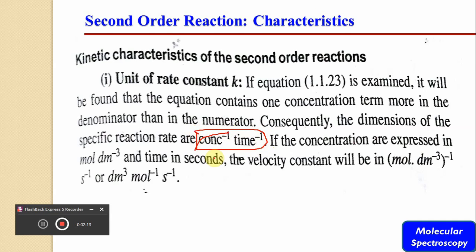So the unit of the second order rate constant will be the reciprocal of concentration and the reciprocal of time. That is why the unit will be the reciprocal of mole per dm cube, and per time, that means dm cube per mole per second. Such a numeric MCQ can be asked in the examination.